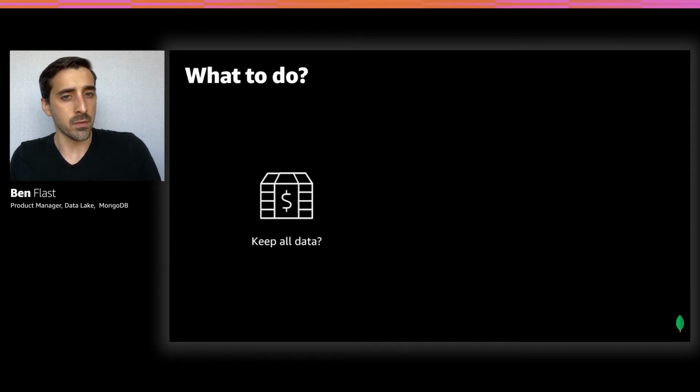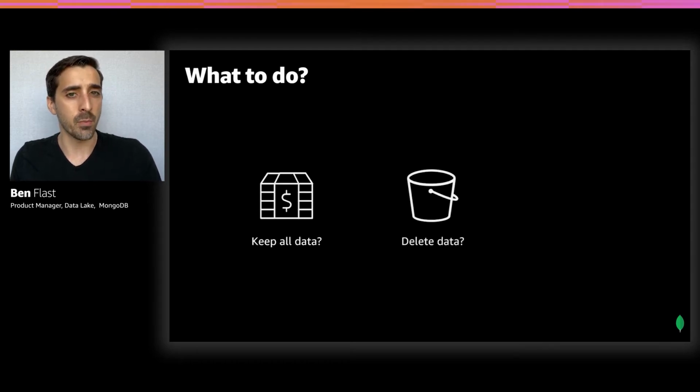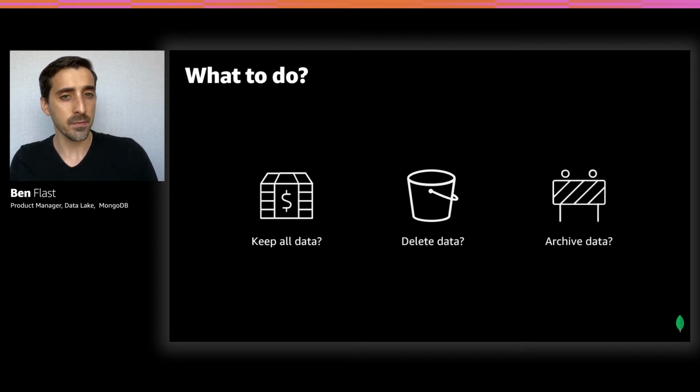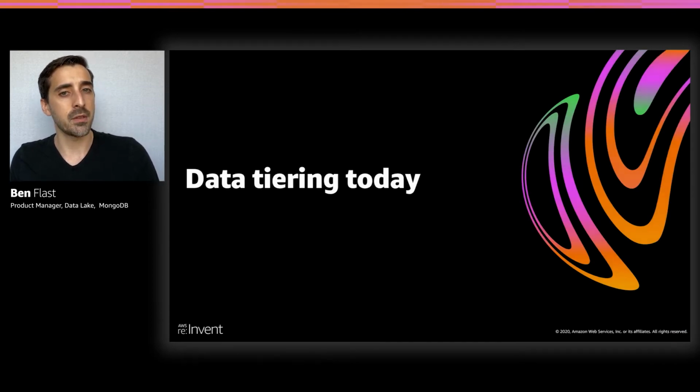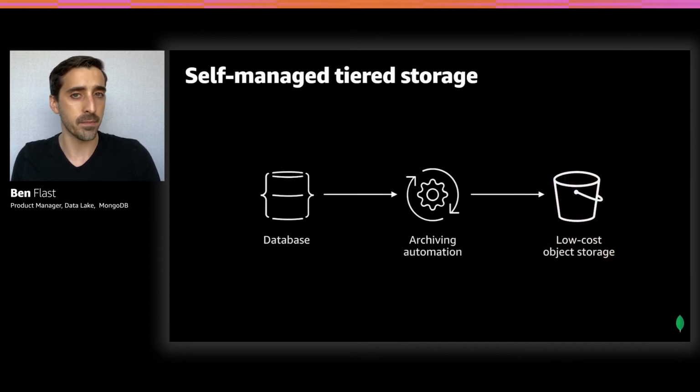So what to do? Well, we can keep all the data, but we know that that won't be cheap. We could delete some of the data, but I don't think any of us want to be the person that deletes data when there was another option. Or we could archive that data somehow. And it's that last option that leads us to data tiering today and how we handle the flood of information.